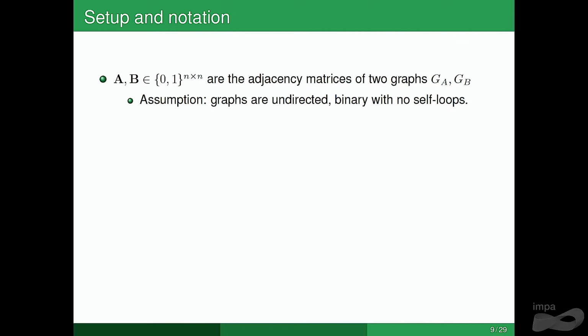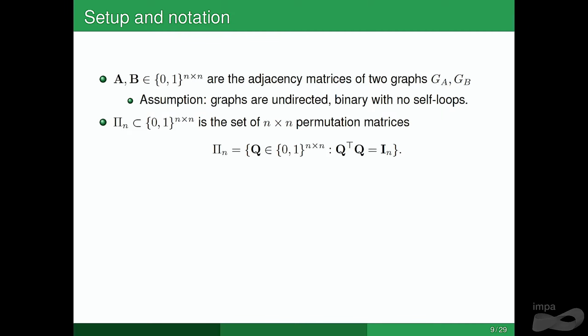In principle, these assumptions can be relaxed by looking at different distributions, but we're not going to do this today. What this implies is that the adjacency matrices are going to be symmetric with 0, 1 entries, and the diagonal is going to be equal to 0. So that just reduces the number of edges that we need to be looking at.